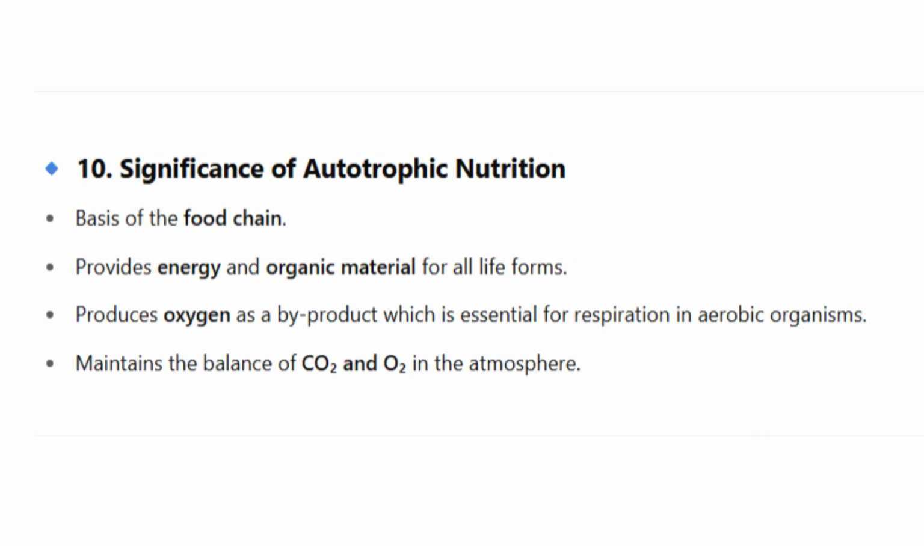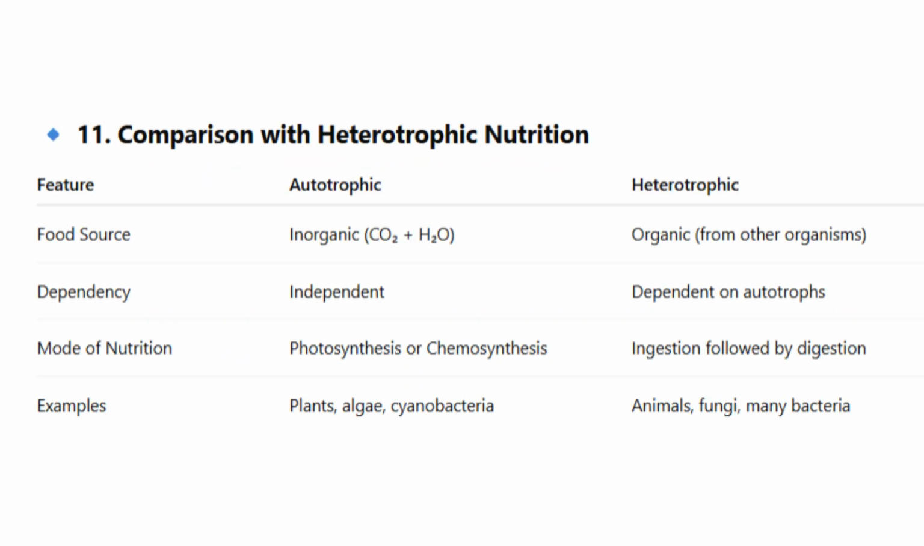10. Significance of autotrophic nutrition. It is the basis of the food chain. It provides energy and organic material for all life forms. It produces oxygen as a byproduct, which is essential for respiration in aerobic organisms. It maintains the balance of CO2 and O2 in the atmosphere.